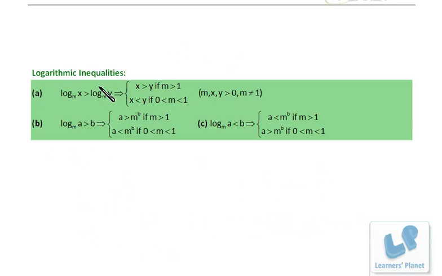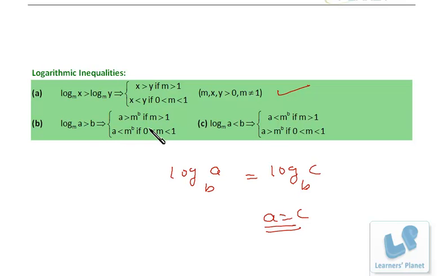Next is logarithm equalities and inequalities. Suppose log a to the base b is equal to log c to the base b, then a is equal to c, right? If not equal, then there will be two cases like this. Log x to the base m is greater than log y to the base m. In that case, x is greater than y if m is greater than 1, and x will be less than y if m is between 0 and 1. That means m is a fraction, that's less than 1. Okay.